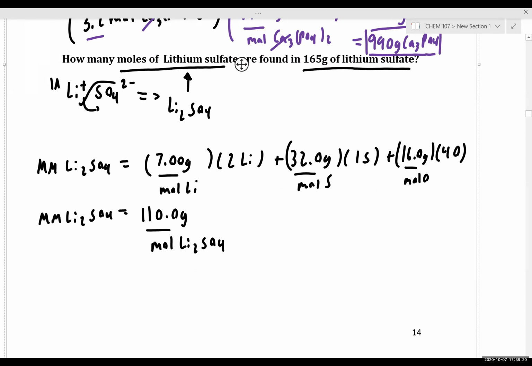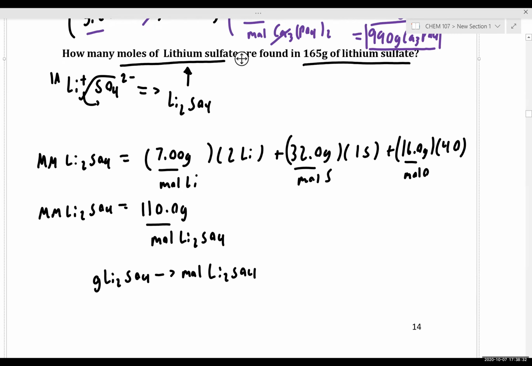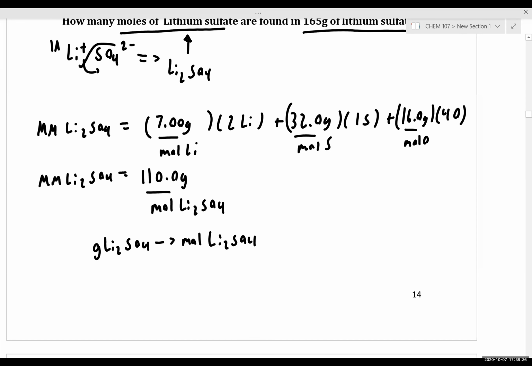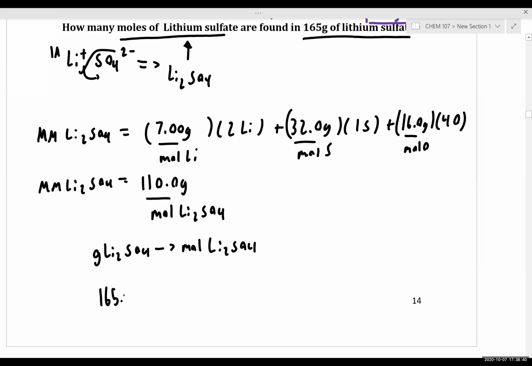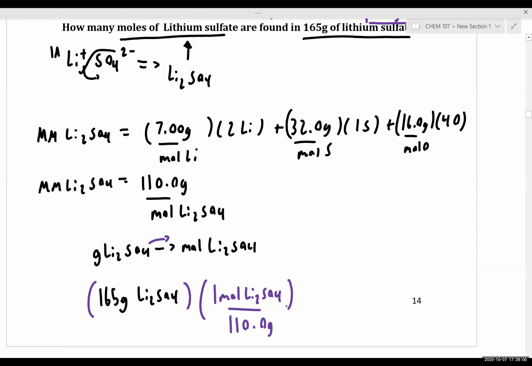Now that we have our molar mass, we're asked to go from the grams of lithium sulfate to the moles of lithium sulfate. And for that, we'll use our molar mass. So given that our initial mass is 165 grams of lithium sulfate, if we wanted to go from grams to moles, we would use our molar mass. In 1 mole of lithium sulfate, we have 110.0 grams. The units of grams cancel, and punching this into our calculator, we in turn get 1.50 moles of lithium sulfate.